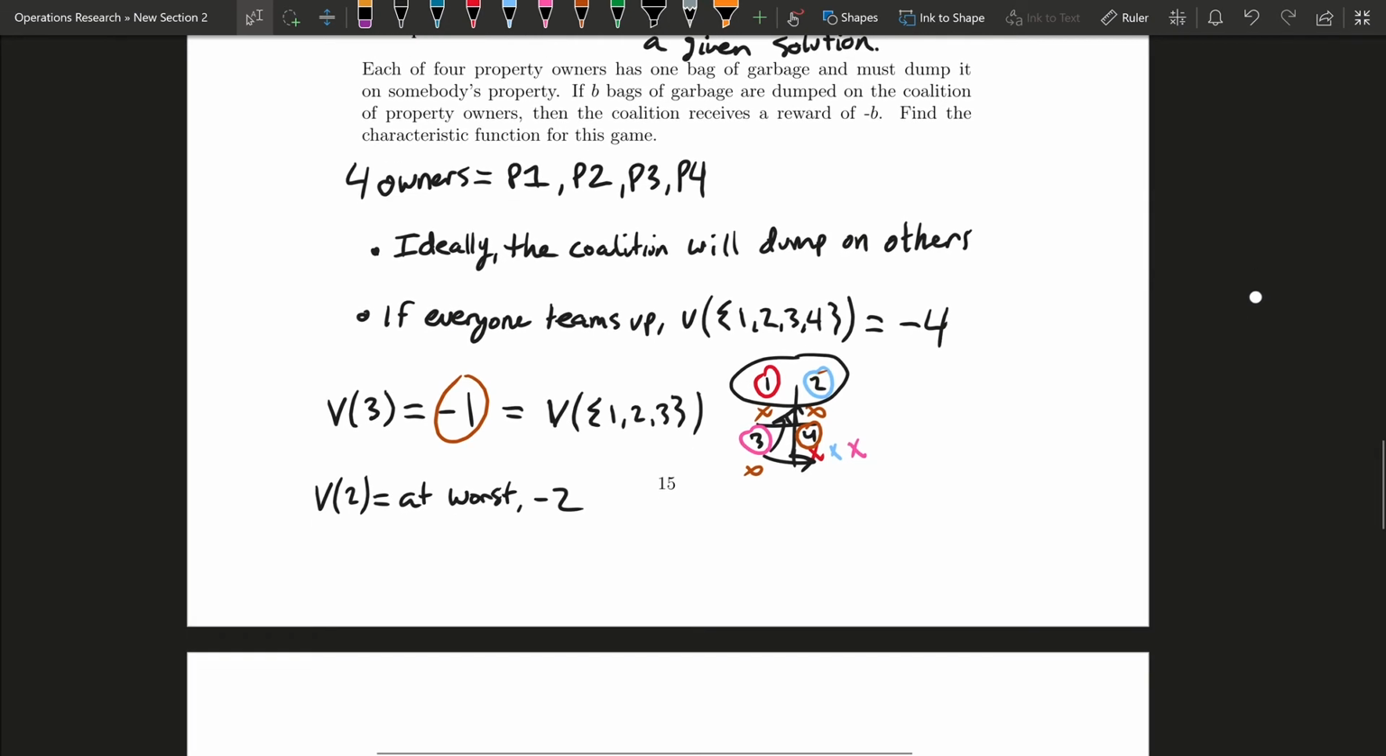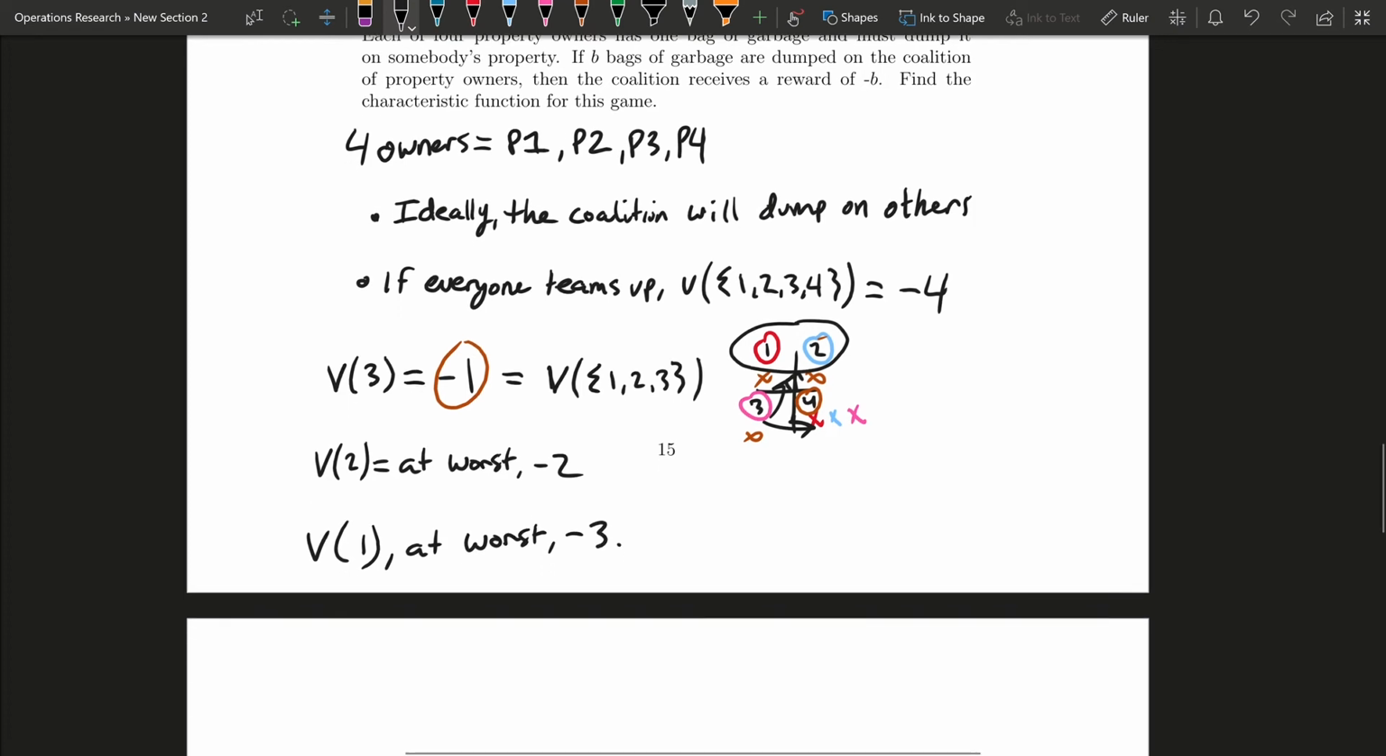So finally, if we have a team of 1, at worst, if everyone throws their garbage on this one guy, he's going to have a score of -3.